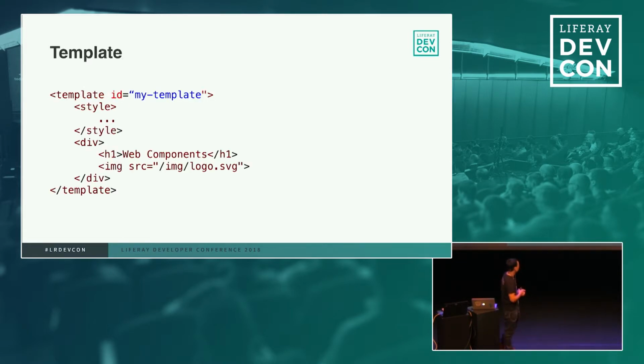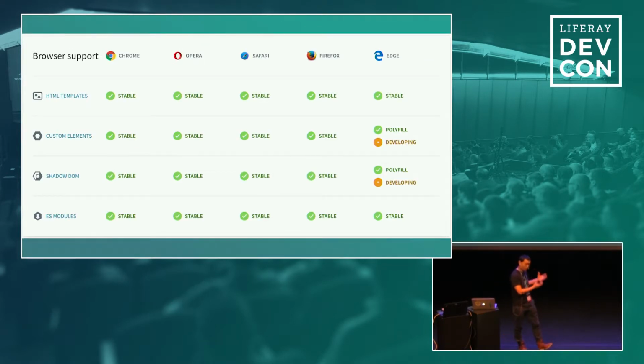And finally, we have the template. A template is basically just a template, which means that all the code inside the template won't be rendered when you first load the page. But if later on you really want it, you can instantiate this template and add it into your web page dynamically at runtime.